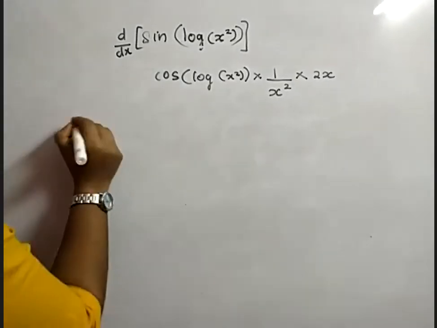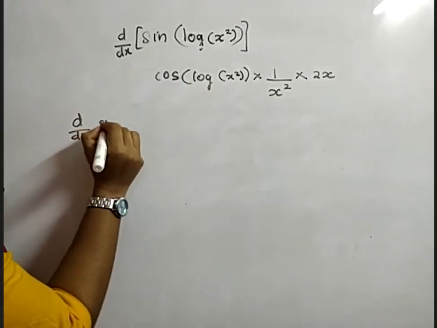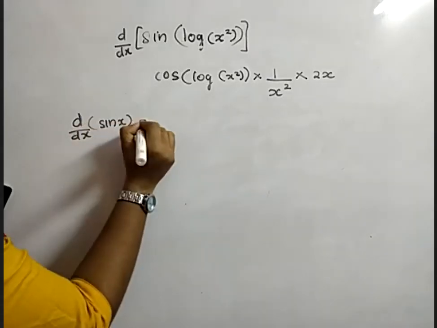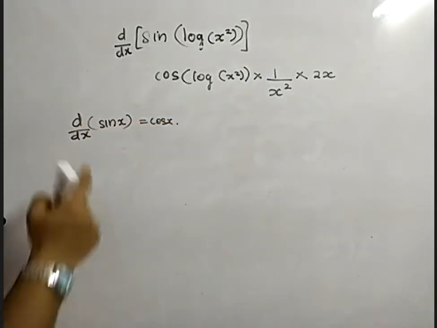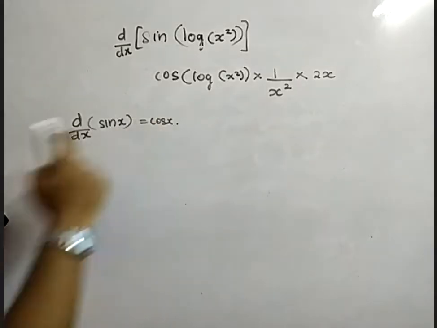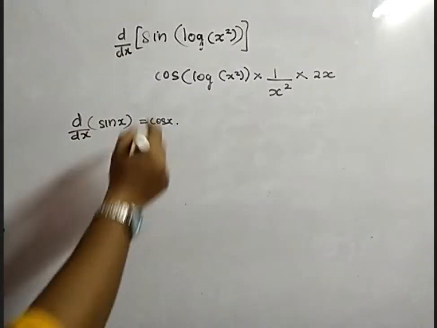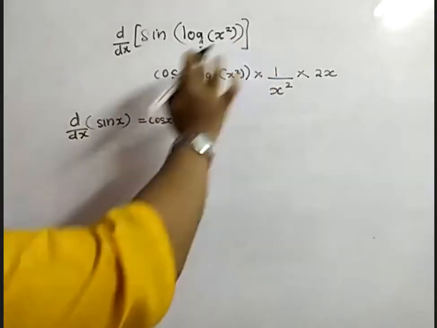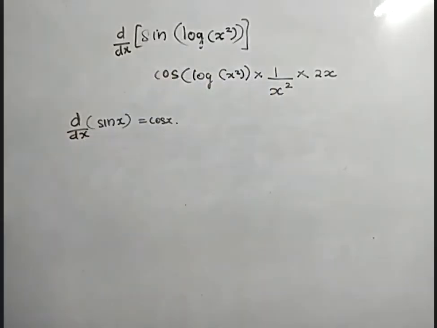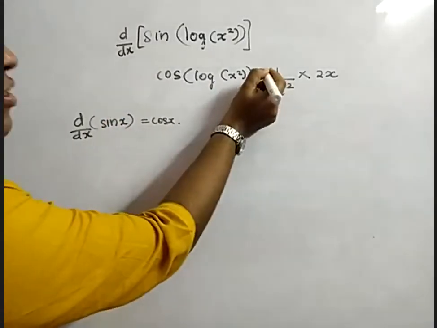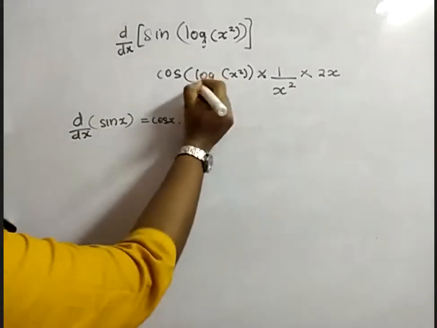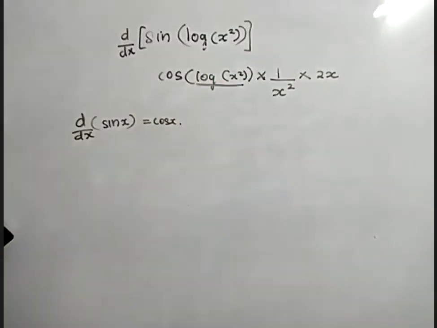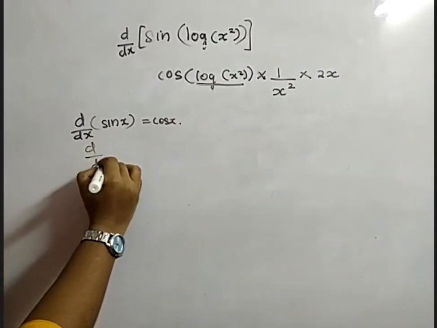That means d by dx of sine x is cos x. So d by dx of sine of log x square is cos of log x square into, because we are applying the chain rule, the derivative of the inner function log x square. What is the derivative of log x?